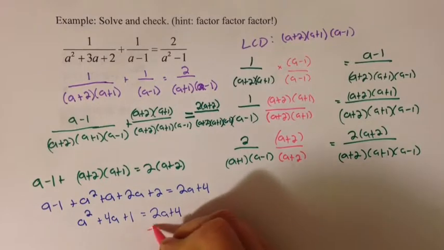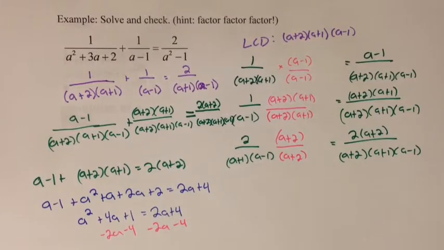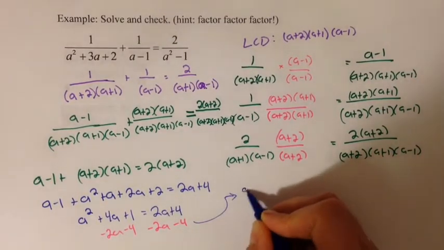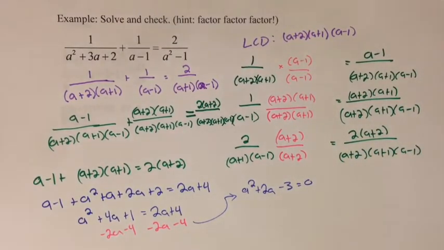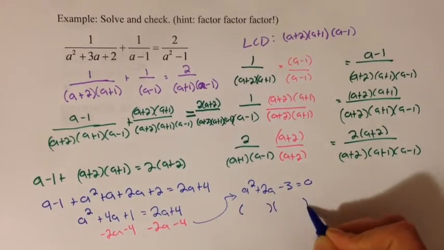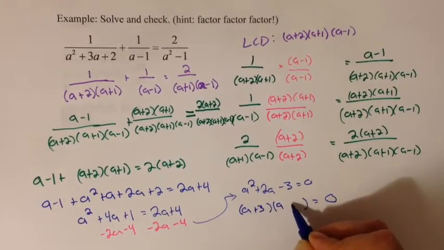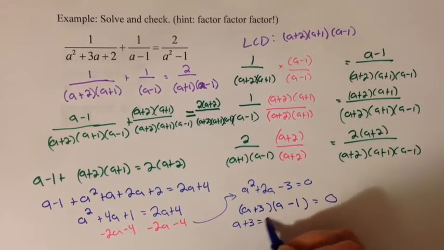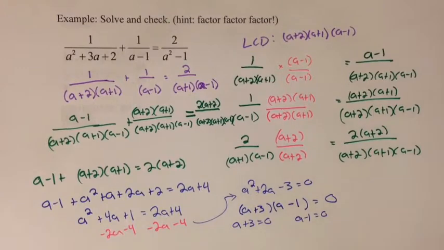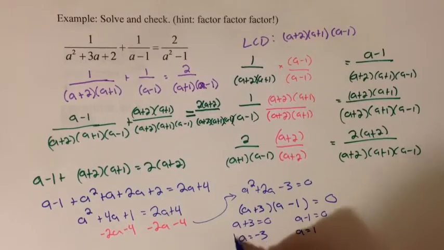I'm going to subtract 2a and also 4 from both sides, which leaves me with a squared plus 2a minus 3 equals 0. Now I've got a quadratic set equal to 0, and I'm going to try factoring it. This should factor as (a plus 3)(a minus 1), which gives me two little equations: a plus 3 is 0, or a minus 1 is 0. And finally, a is negative 3, or a is positive 1.